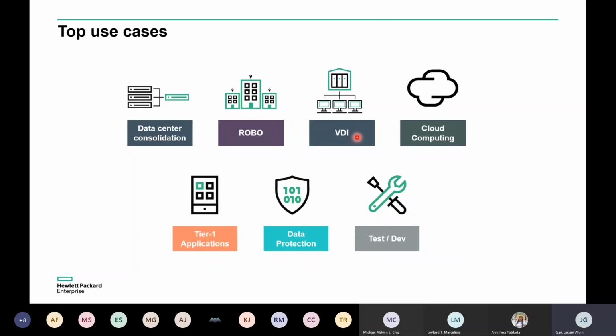Next, this is a very hot topic right now, especially during this pandemic, VDI, which my colleague Alex would discuss more in depth later. We also have tier 1 applications like SAP HANA. We are certified to run those tier 1 level applications. Then data protection with the built-in data protection that HPE SimpliVity already has. And test and dev, since we can create and do patches faster or quicker with HPE SimpliVity. It became a good use case for the appliance as well.